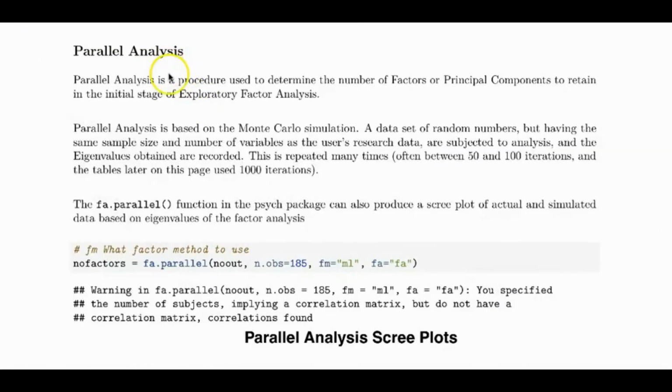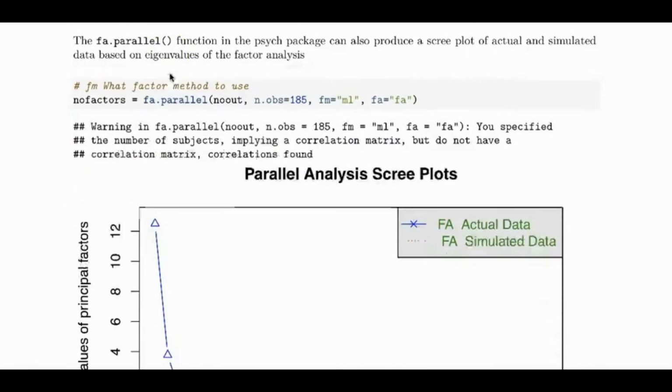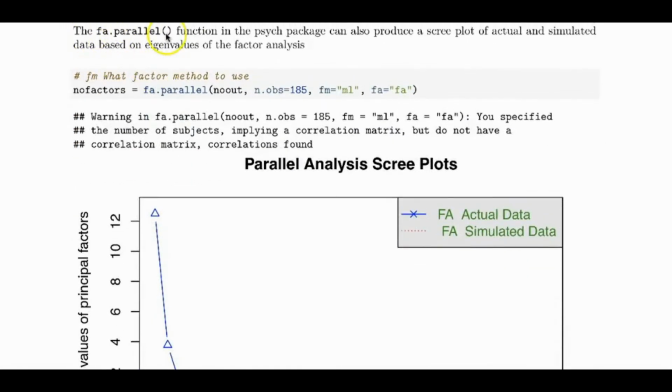Jamovi also does it. So to do a parallel analysis in R, I'm going to use the fa.parallel function. And I'm going to give it our data set, the number of observations, and the method of estimation, which is going to be maximum likelihood. And there are other options, so if you need them, you can just Google the function and see what other options are available. And then in fa, I'm going to put fa for factor analysis. If it was principal components, I think it's pc or maybe pa. So you do have to change this to factor analysis.